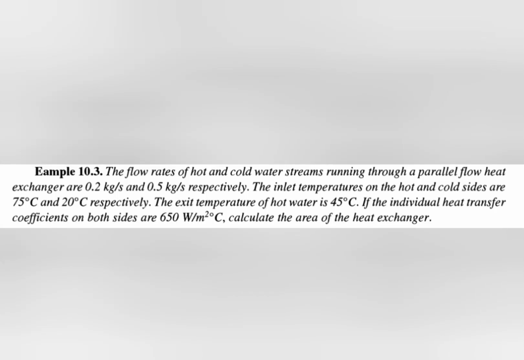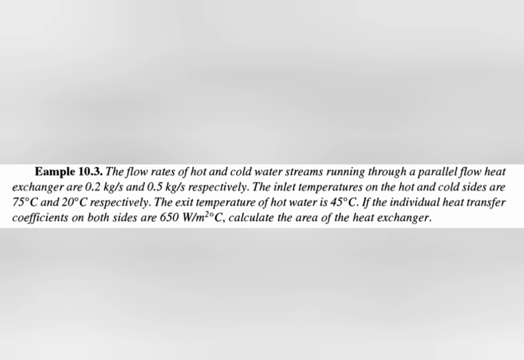So the flow rates of hot and cold fluid streams running through a parallel flow heat exchanger are 0.2 kg per second and 0.5 kg per second respectively. The inlet temperatures on the hot and cold side are 75 degrees Celsius and 20 degrees Celsius respectively. The exit temperature of hot water is 45 degrees Celsius. The individual heat transfer coefficient on both sides is 650 watt per meter square degree Celsius. Calculate the area of the heat exchanger.